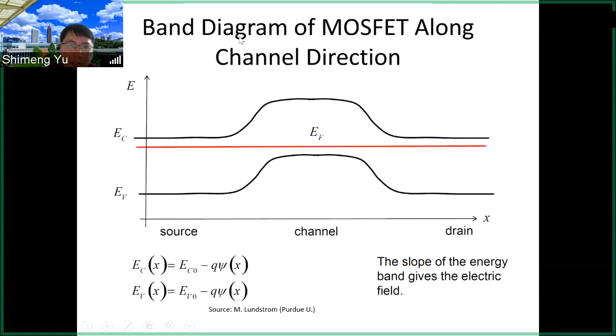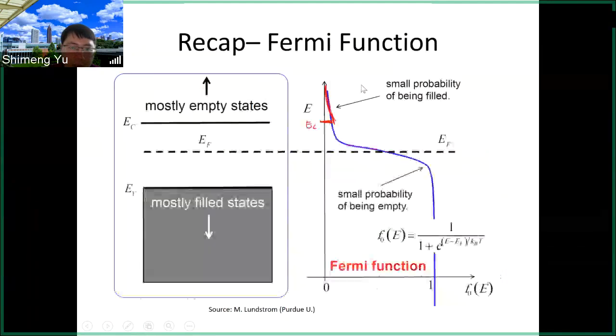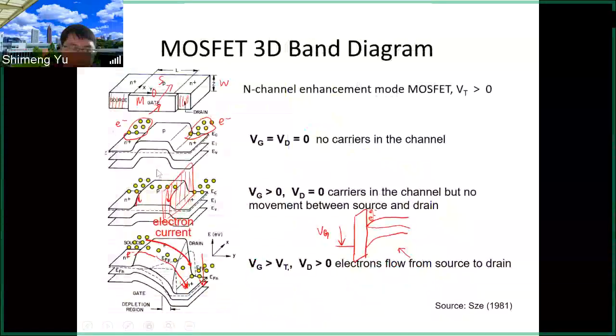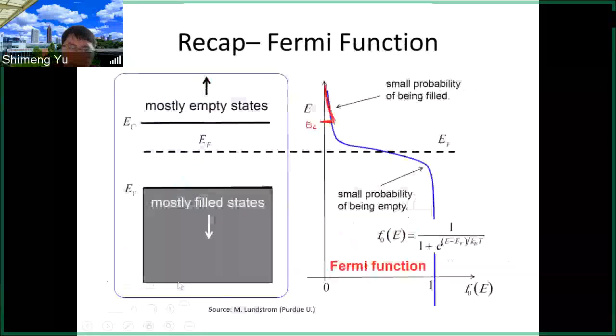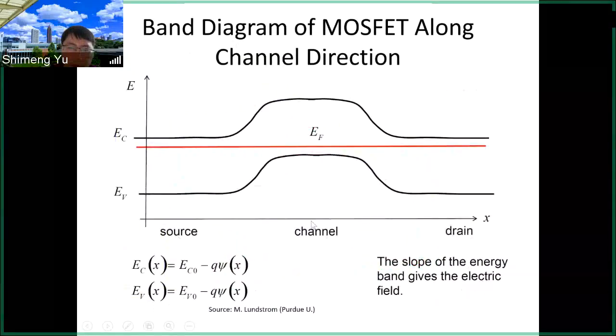Then let's look at the band diagram along the channel direction. So we basically just look at one slice of this 3D band diagram. If you only look at this cross section, the Y and Z direction, that is here from the source to the channel and then to the drain. So we have the NPN, and here we have two PN junctions, and we have those two built-in barriers in the PN junction.